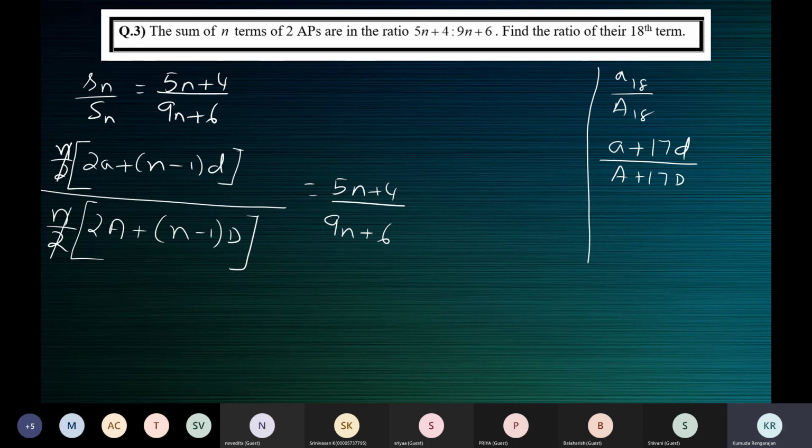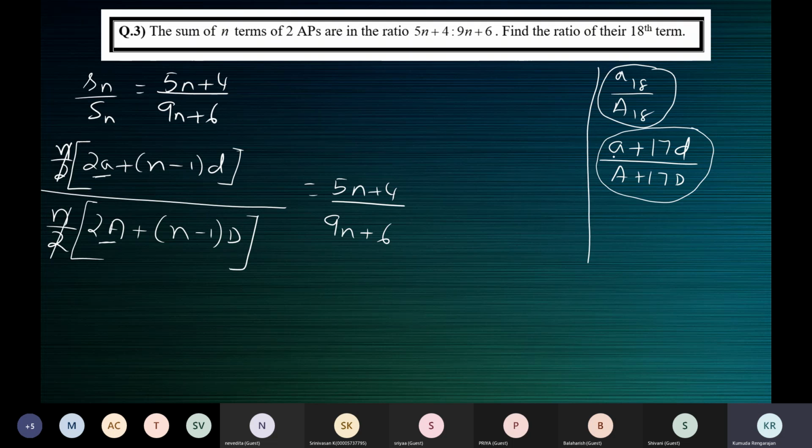But here we have 2a. We don't have a, we have 2a in the numerator and 2a in the denominator. So let's multiply this by 2 and check. Children, we need to find this ratio, in other words a plus 17d by a plus 17d. This is rough work. It is just going to help us proceed with these steps.